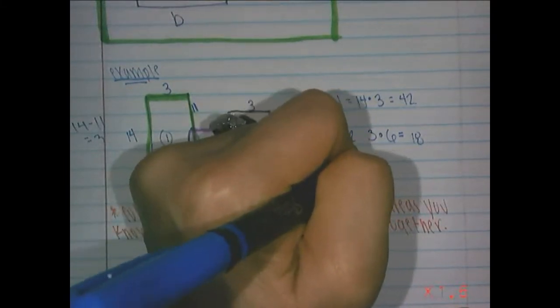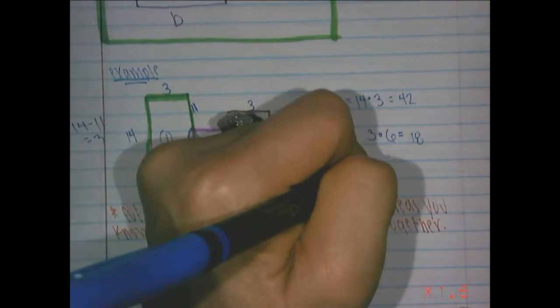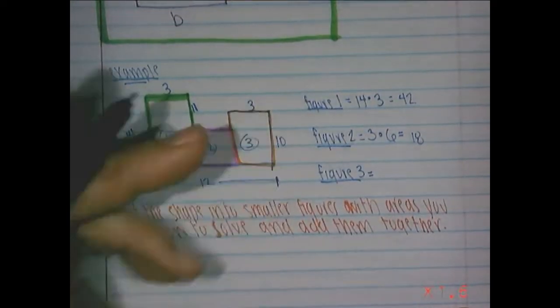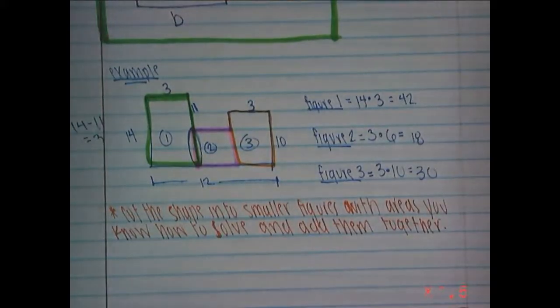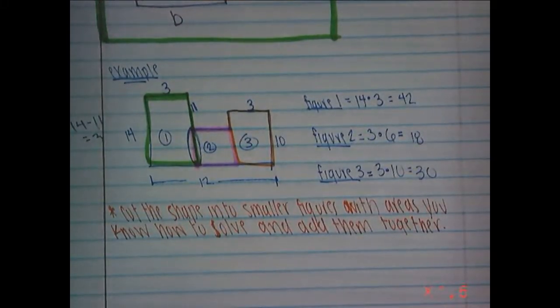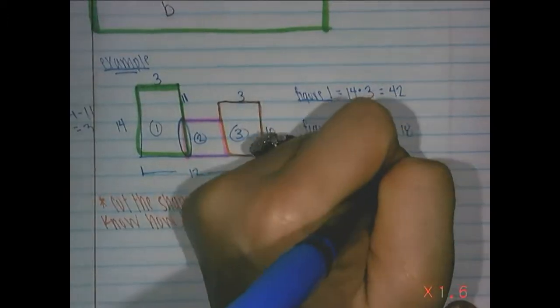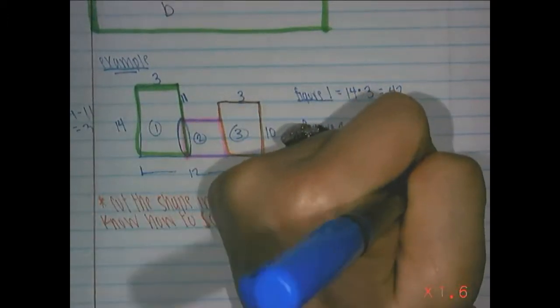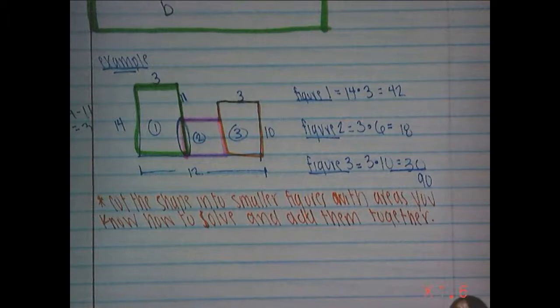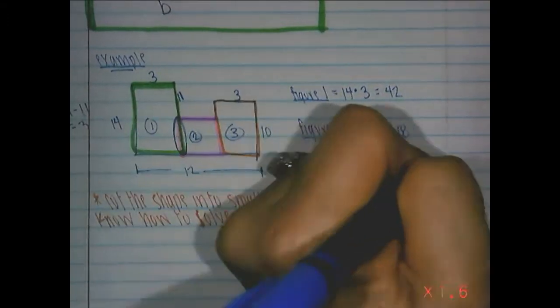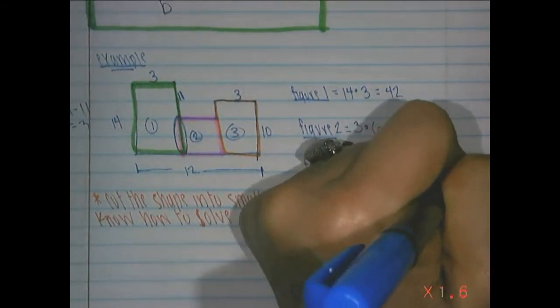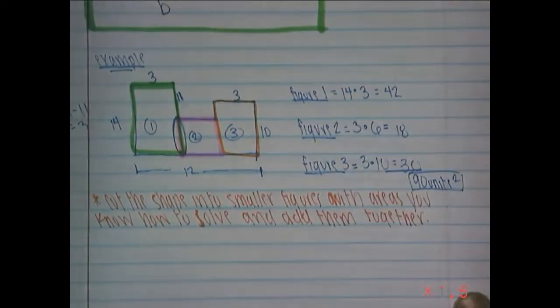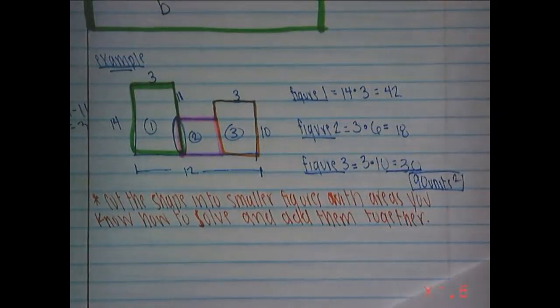Now we need figure 3, which is simply 3 times 10, which hopefully you guys know is 30. Now we're going to add all of these together, and we're going to get 90. I didn't give you a unit, whether it's centimeters or inches, so 90 units squared. Good-ish.